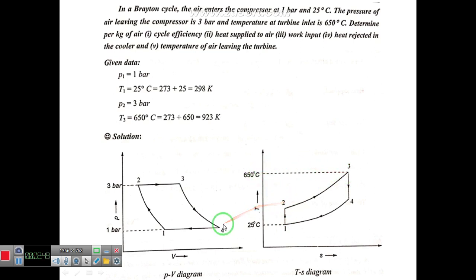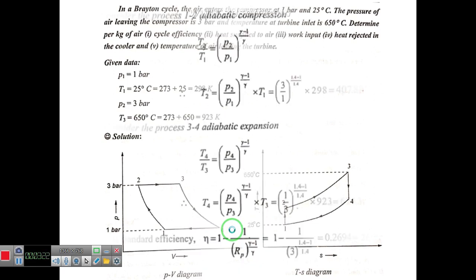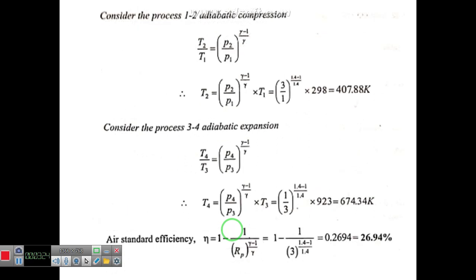So the 2 to 3 process is the combustion process. In the combustion process we are giving heat from the combustion chamber. After leaving the combustion chamber, the hot air enters the turbine. Then the turbine process is the 3 to 4 process, which is the expansion process. Then 4 to 1 is the finishing of our cycle. So then we are going to find the temperatures T2 and T4.